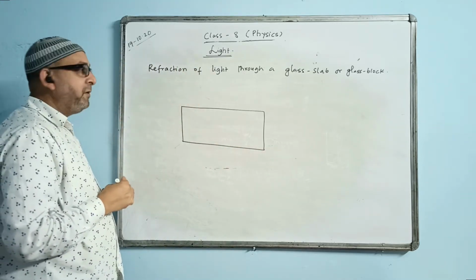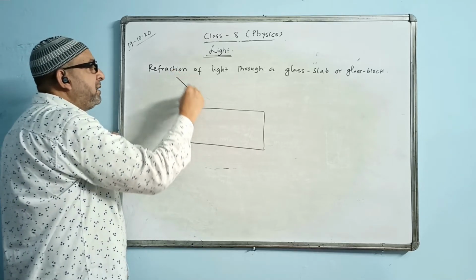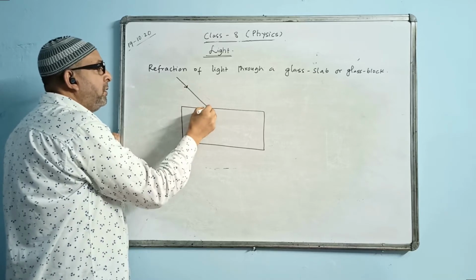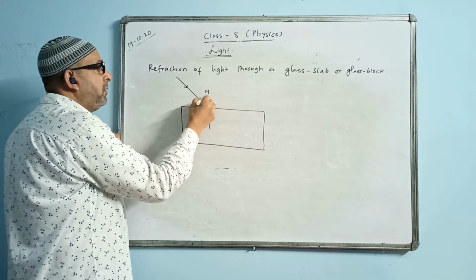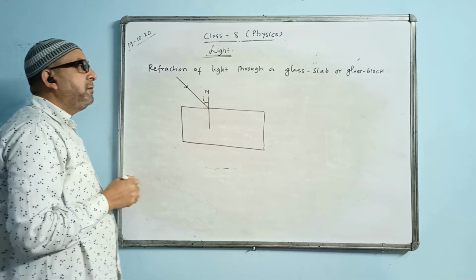And we show the refraction of light through the glass block. Ray of light is traveling like this. This is the incident ray. Here we are having a normal. This angle is called angle of incidence. So how to draw the diagram?